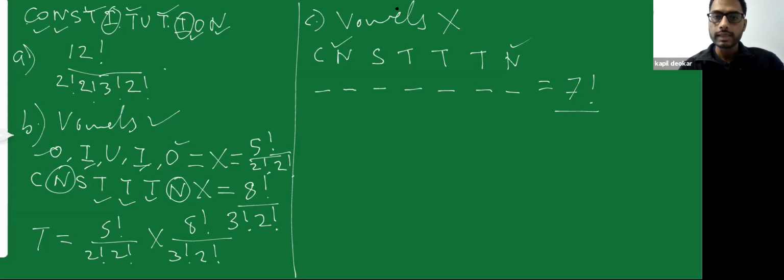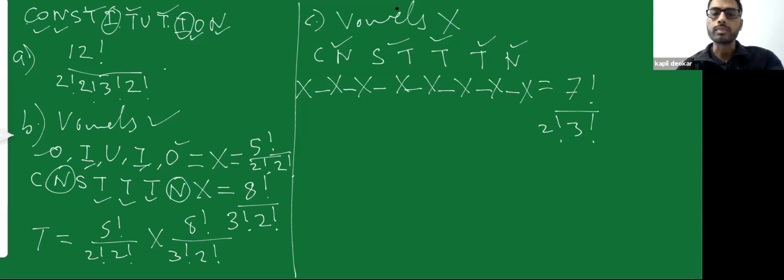But N is repeated twice and T is repeated thrice, so I'll have to divide by 2 factorial and 3 factorial. Now let us place our vowels. Where can I place my vowels? I can place them over here: 1, 2, 3, 4, 5, 6, 7, 8. I don't want my vowels to be together, so I can place them where crosses are present. So vowels can be placed in these 8 crossed positions.